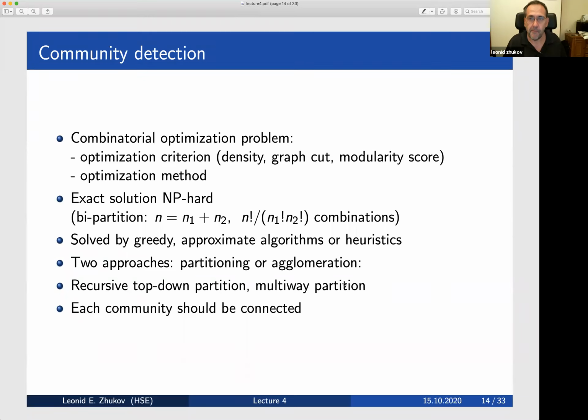Do you guys remember agglomerative clustering? Yes? No? Agglomerative clustering? No? No, I don't remember. You never done it. Okay.